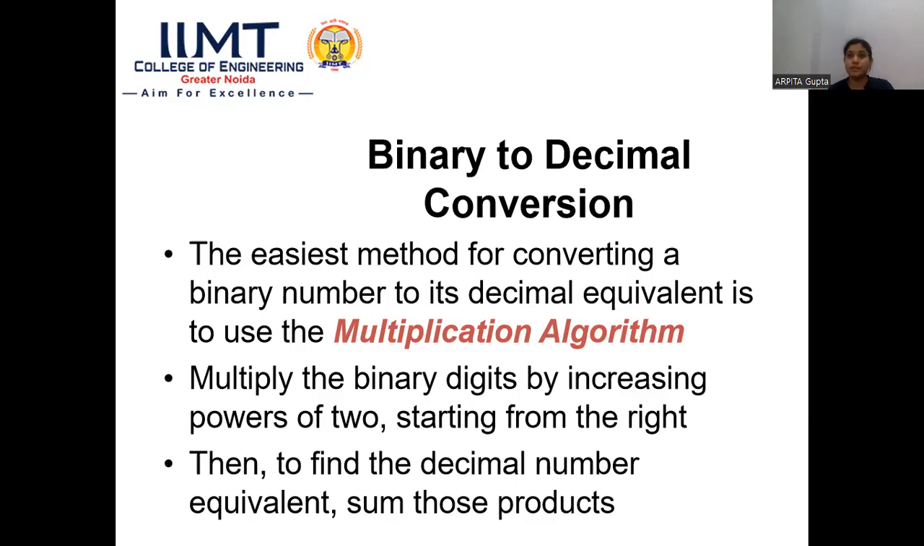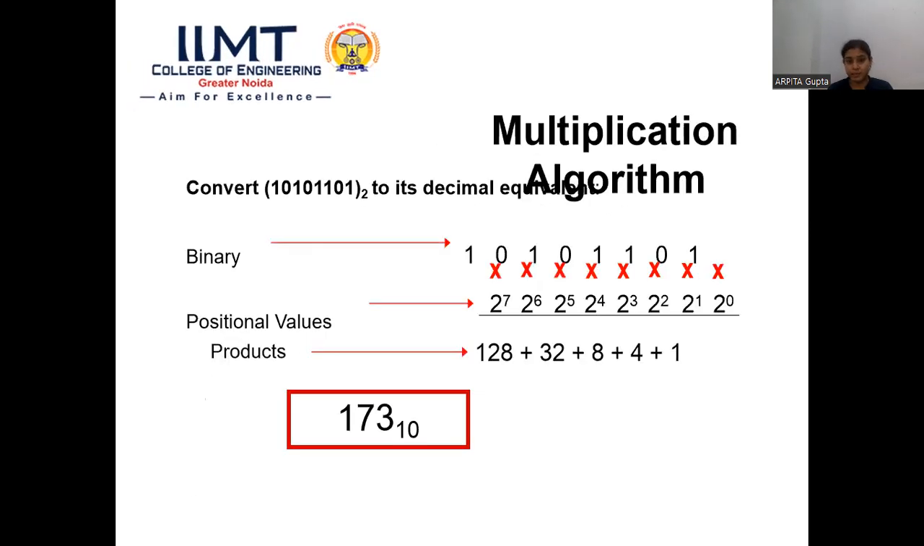Starting from the right means 2 to the power 0, 2 to the power 1, 2 to the power 2, 2 to the power 3, and so on. The number of powers of 2 depends on the number of binary digits. So this is the example.